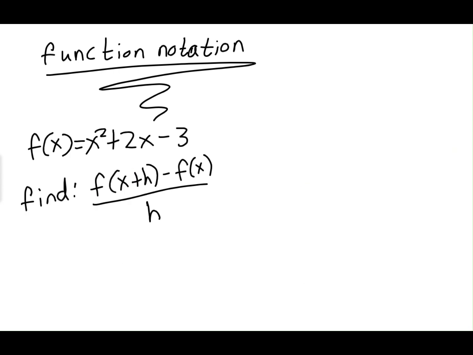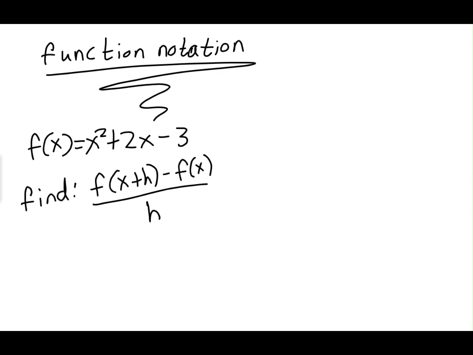Here we're given a function. We have x squared plus 2x minus 3. And we want to find this complicated looking thing. This is f of x plus h minus f of x over h. Now, I pretty much guarantee you will be doing this in calculus. This is probably the number one reason why someone fails calculus, because they can't quite handle this exact algebra we're seeing right here.